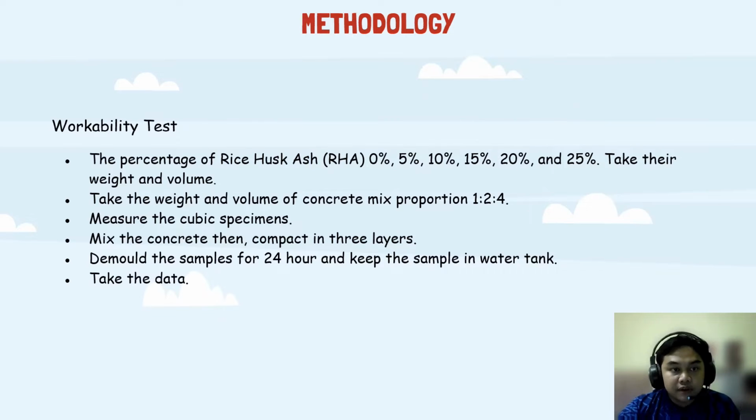For the methodology, first we have the workability test. The procedure is: the percentages of rice husk ash are 0%, 5%, 10%, 15%, 20% and 25%. Take their weight and volume. After that, take the weight and volume of the concrete mix proportion with ratio 1:4. After that, measure the cubic specimen and mix the concrete. After that, compact the concrete mix in the cube in 3 layers. After that, demold the samples after 24 hours and keep the samples in the water tank. After that, take the data.